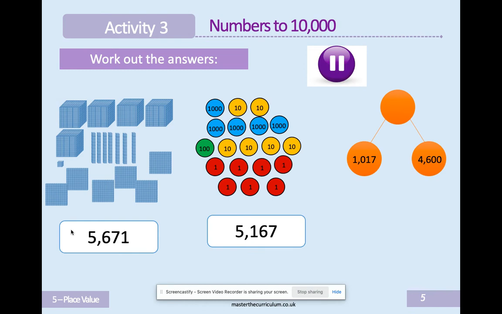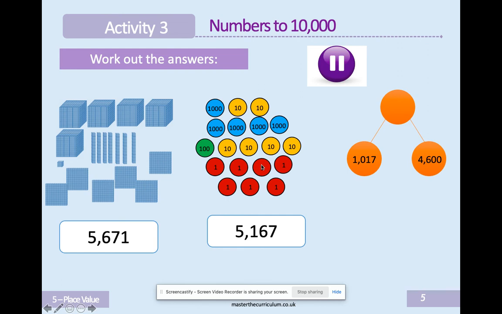Well done. Let's have a look. 5,167. Let's check if we are correct. There are 1, 2, 3, 4, 5 thousands. How many hundreds can we see? Fantastic. Only 100. Tens: 1, 2, 3, 4, 5, and 6. So my 6 is correct. And 1, 2, 3, 4, 5, 6, 7 ones. Fantastic. This one's a little bit more tricky.